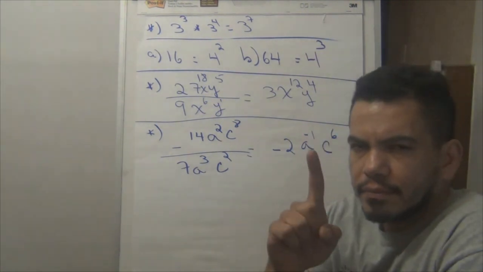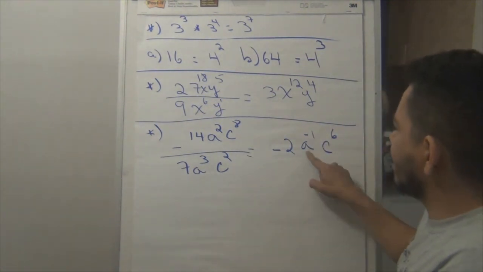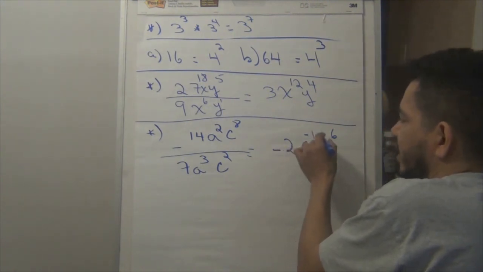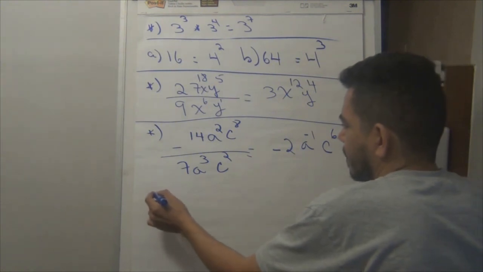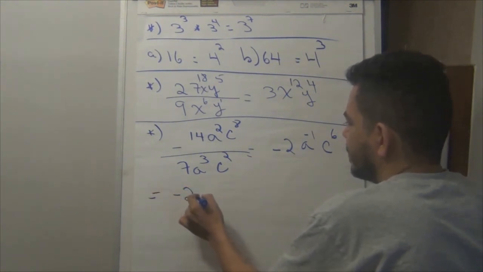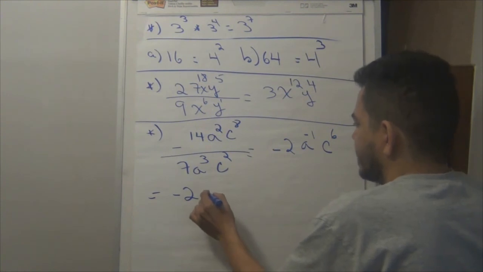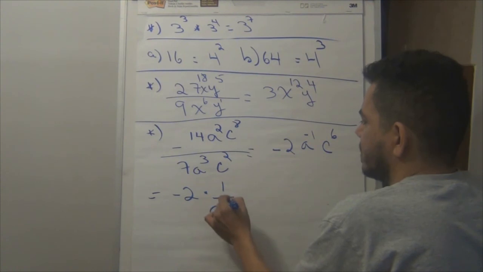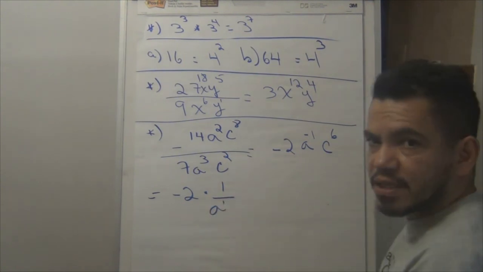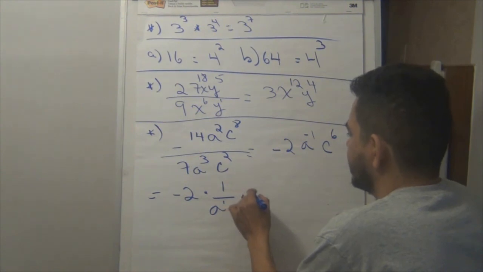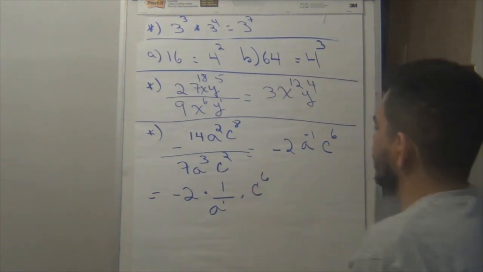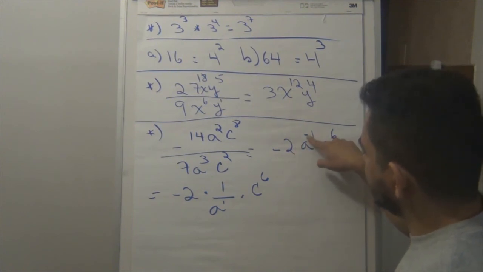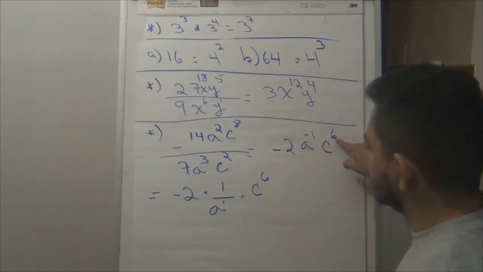Now, the moment that you've been waiting for. How can I rewrite this? Well, negative 2 is multiplying a to the negative 1. So it's going to be negative 2 times a to the negative 1. We already agree and we understood why it was a to the positive 1 times c to the 6. Remember, this is a multiplication. Negative 2 times the variable a to the negative 1 times the variable c to the 6th power.